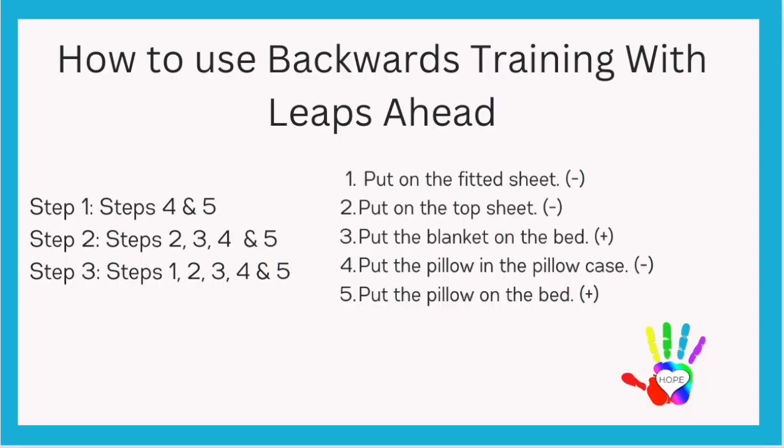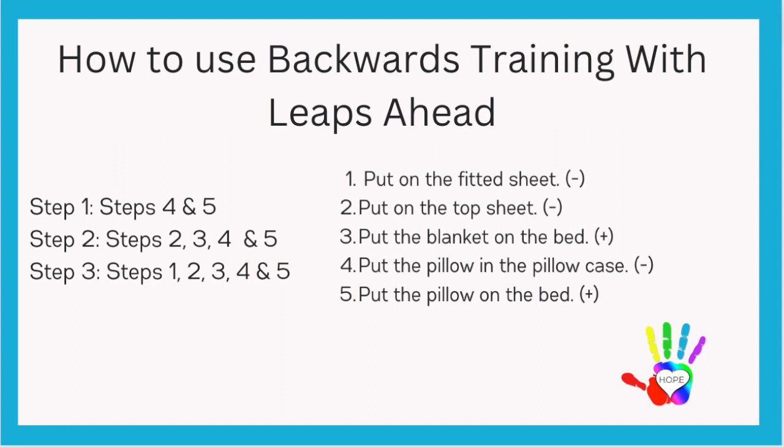So let me show you what that looks like. So here we have the results of our assessment, right? He wasn't able to do steps 1, 2, or 4, but he could do steps 3 and 5. So here we're going to see that step 1 is going to be to teach step 4 and 5. So we still are using backwards chaining.